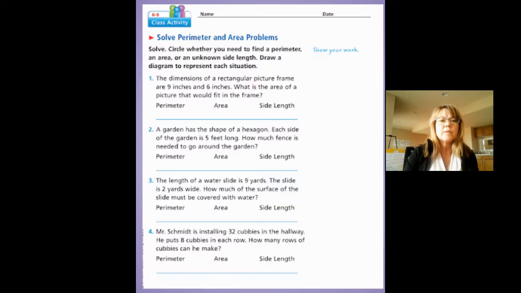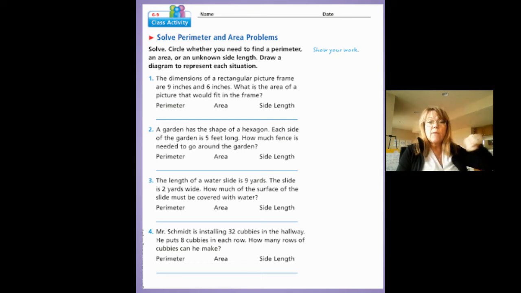All right, we are going to need to read these word problems, figure out, are we looking for perimeter, area, or the side length? Remember, perimeter is everything that goes around, and area is finding the length times the width, which tells you what's inside. So the dimensions of a rectangular picture frame are 9 inches and 6 inches. What is the area of a picture that would fit in the frame?